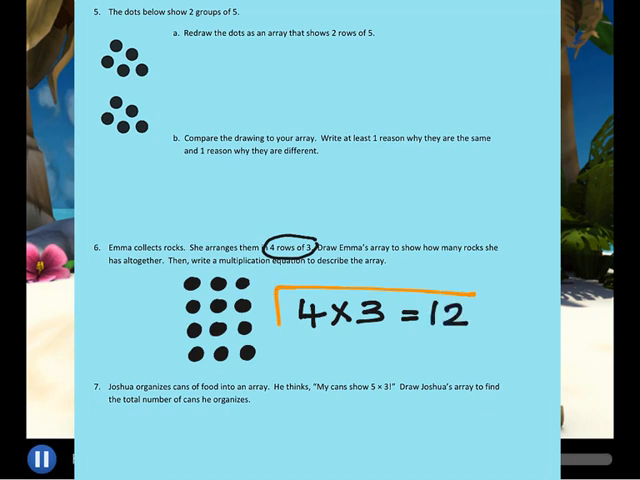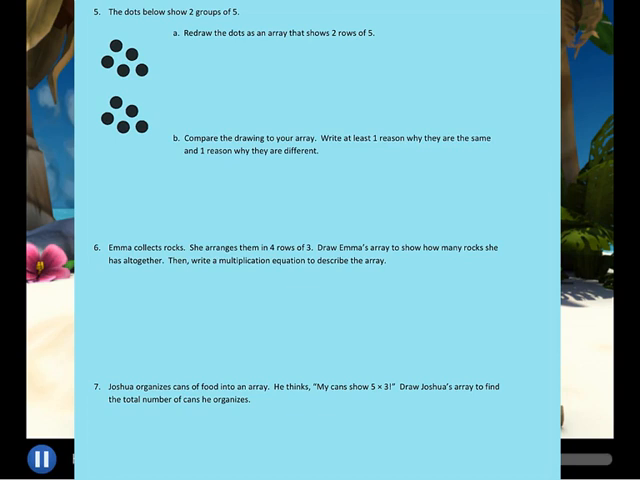This is the multiplication equation for this picture. Joshua organizes cans of food into an array. He thinks, my cans show 5 times 3. Draw Joshua's array to find the total number of cans he organizes.